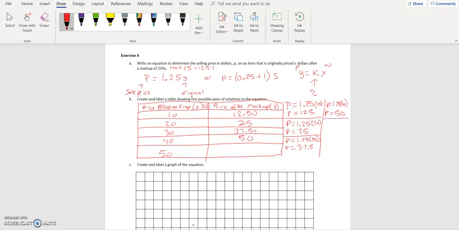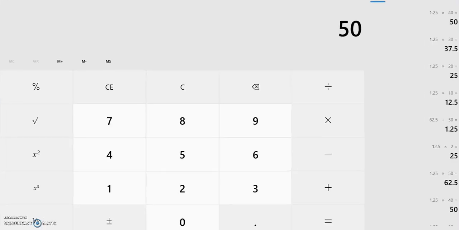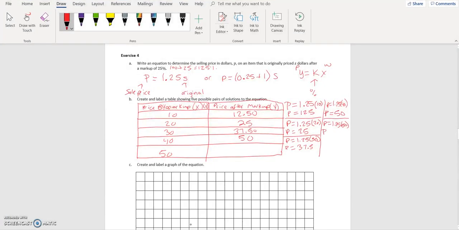And finally, P is equal to 1.25 times 50. 1.25 times 50 is equal to 62.5. P equals 62.5. It's money. $62.50 is how much it will cost after the markup.